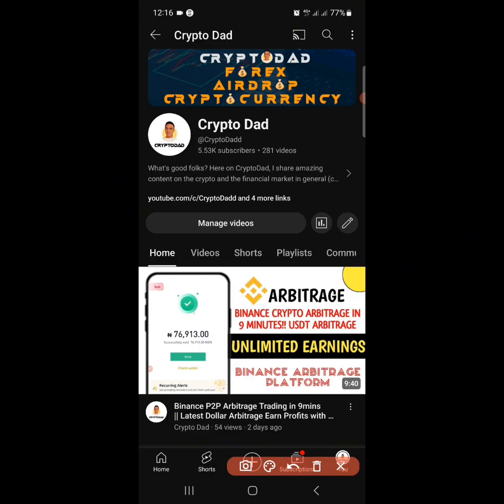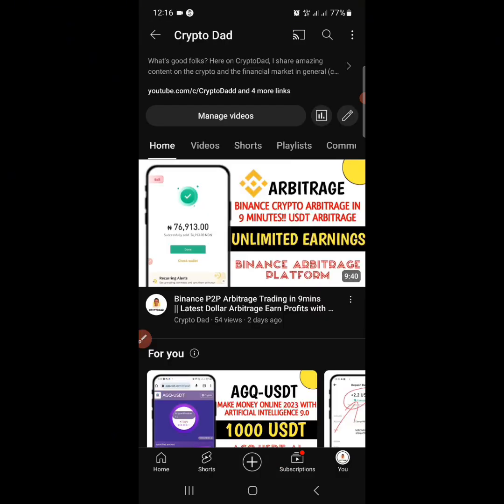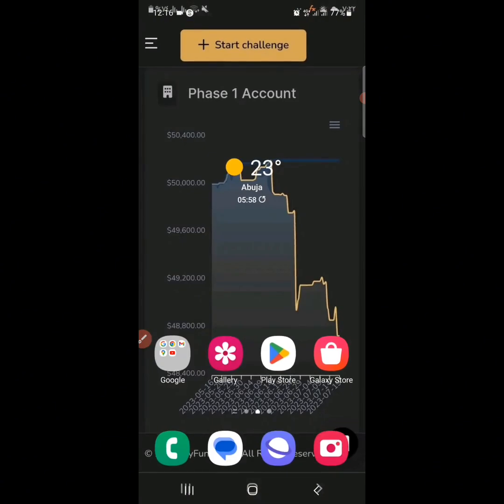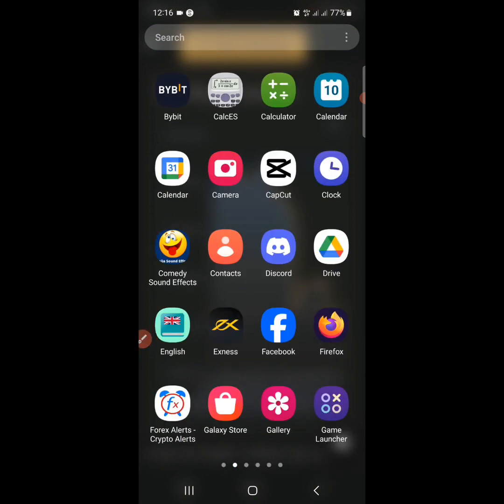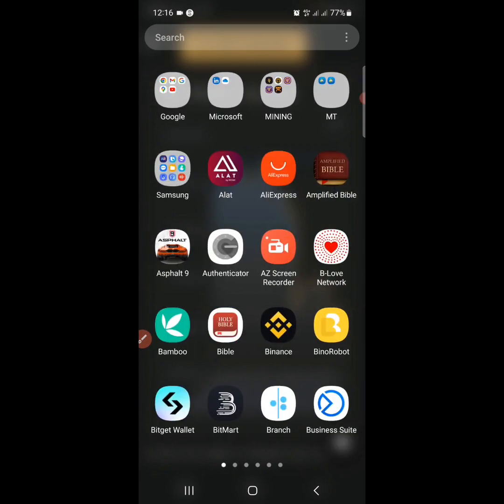Like I said the other time, if you want to perform crypto arbitrage, you have to have a crypto exchange to be able to perform arbitrage. There are various exchanges you can use, like Binance, Bitmart, Bybit, you can use KuCoin and lots of exchanges like that.